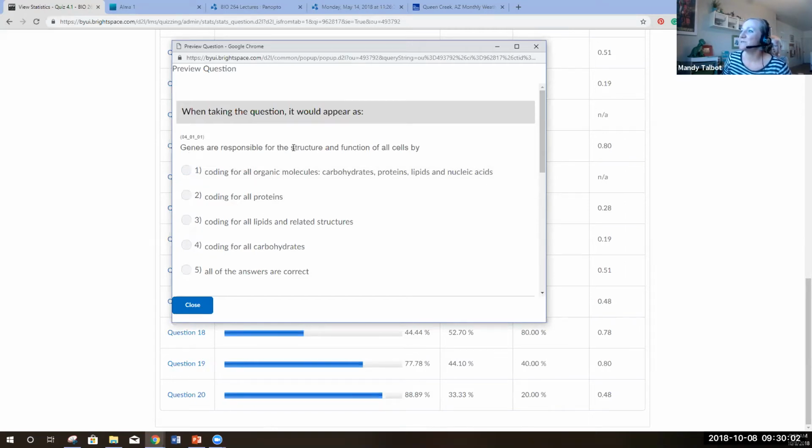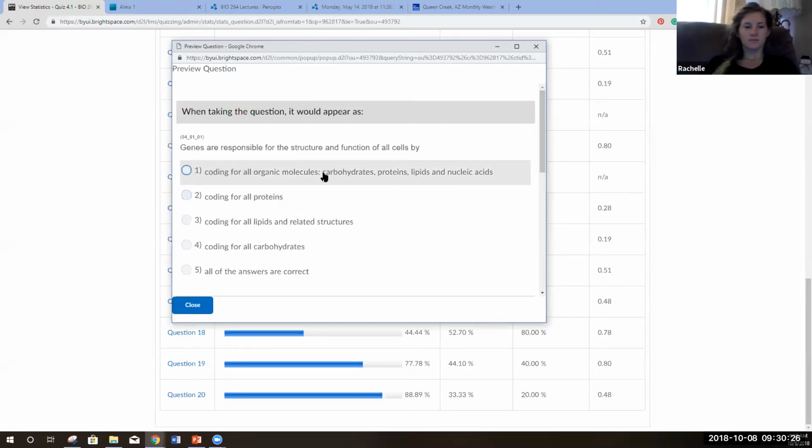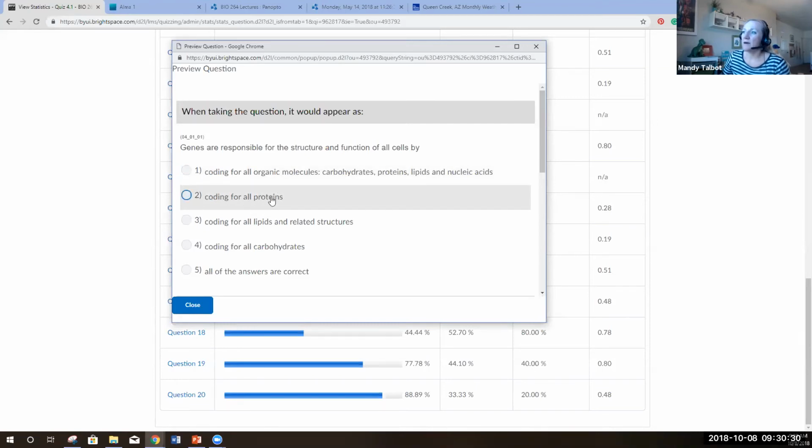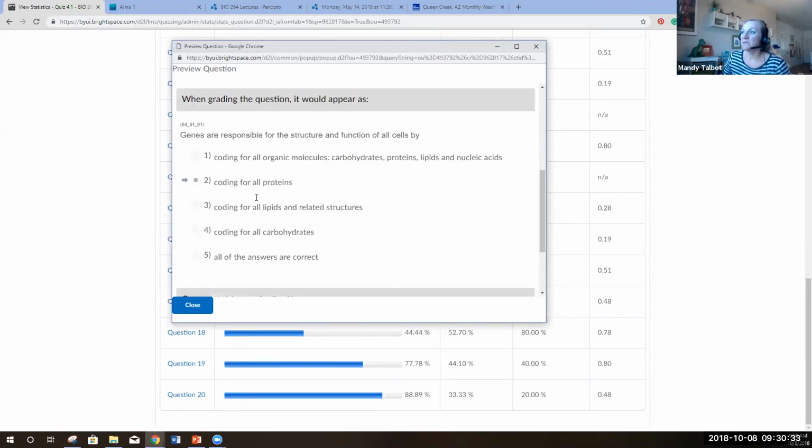So genes are responsible for the structure and function of all cells. And look at this closely. What was the result? We had DNA, we transcribed it into RNA, and then we translated it into, what did we translate it into? Proteins? Yeah. So this is the distractor here. Most people seem to be marking this one right here, but it is coding for proteins.